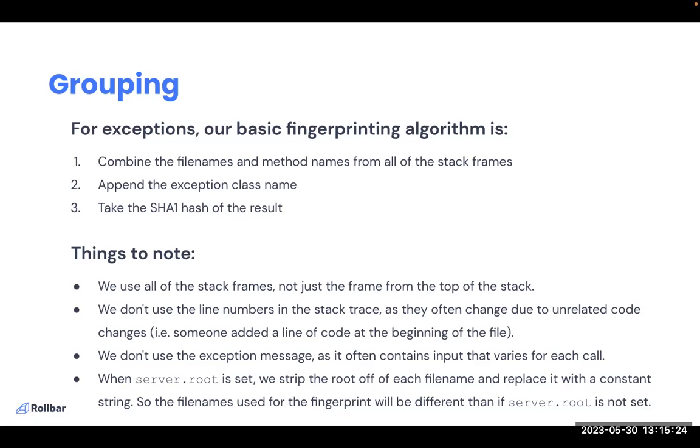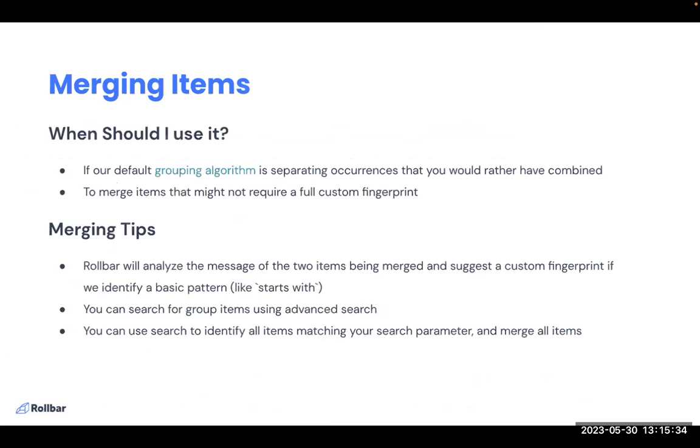A couple of notes for you. If you change, for example, the server.root, that might change some of your grouping. So a couple of things to be aware of there as to what that does with grouping. Now, when you merge these items together, it's a great way to get items grouped in a list together. But of course, you can create these custom fingerprint rules if you want. There's an editor where you can create these JSON rules and modify them to your liking.